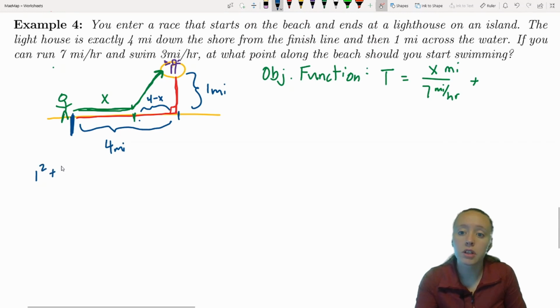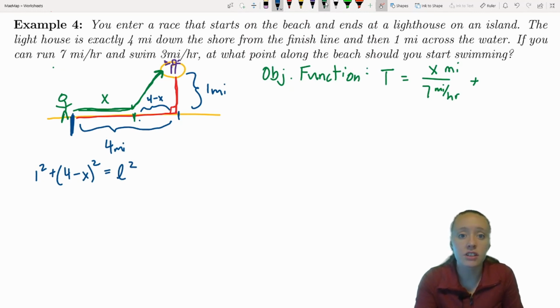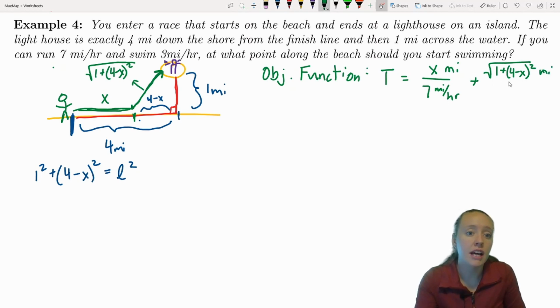So 1 squared plus (4 minus x) squared equals L squared. Solving for L, we'll just take the square root of both sides. So I know that this length here is the square root of 1 squared, which is 1, plus (4 minus x) squared. So whatever that is, that's my distance I swam. The square root of 1 plus (4 minus x) squared, that's how many miles I swam, and that's all over my time it took me to swim, which was 3 miles per hour.